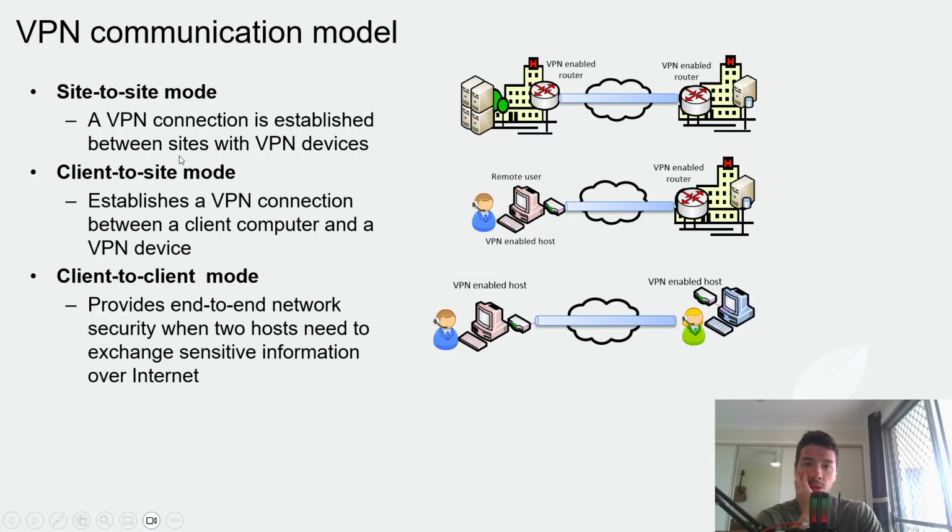Site to site, it looks like you've got a visualization here, VPN-enabled router. And then client to site, so there's a VPN client and a VPN-enabled router, and client to client here. And there we go.